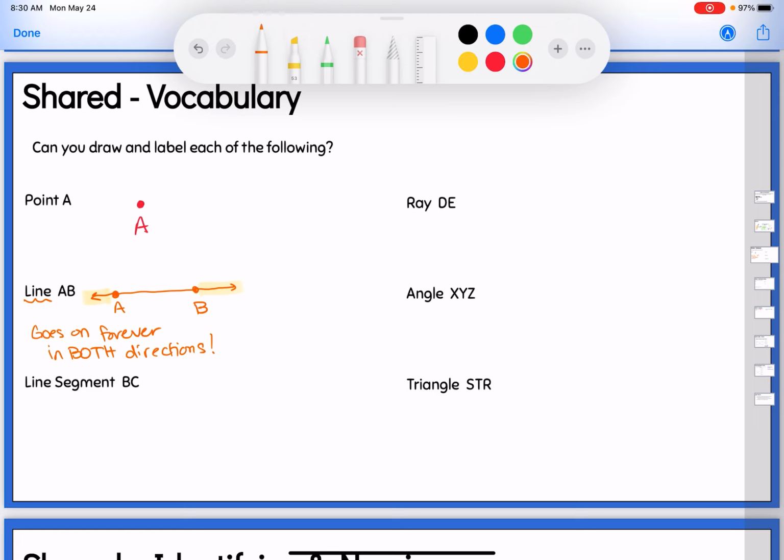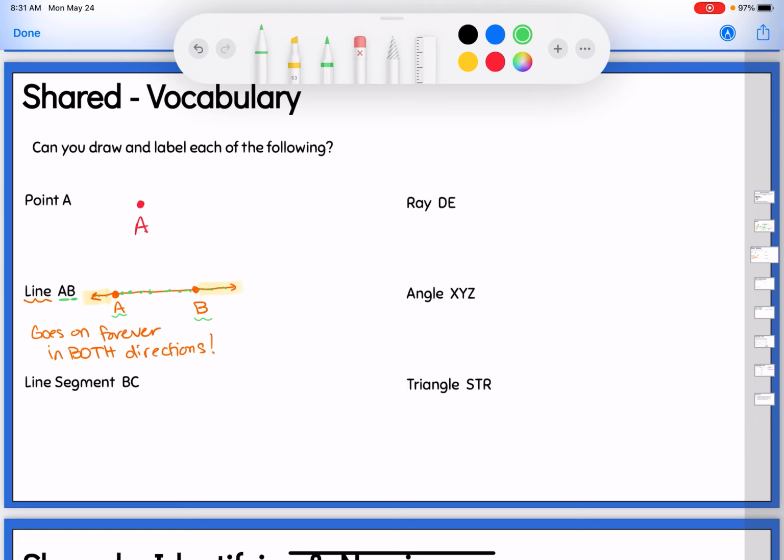Now, technically, a line is made up of just a million points, right? An infinite number of points, as far as you could go. And you could label every one of them if you wanted to, and then you could name it in 1,000 different ways. But since the important letters that they told us were A and B, those are the 2 points that we have to have on there, okay?